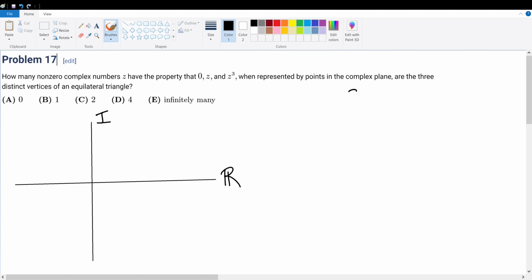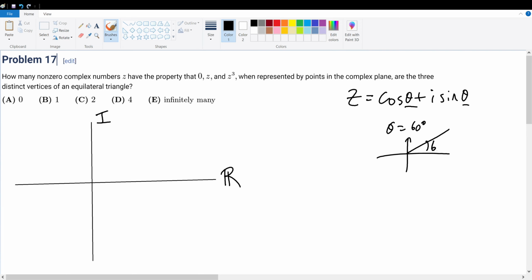For every quantity z that's equal to cosine theta plus i sine theta, the theta represents the degrees of rotation. So for instance, if theta is equal to 60 degrees, that means that with respect to the origin, this is 60 degrees. So, given this information, how do you solve the question?